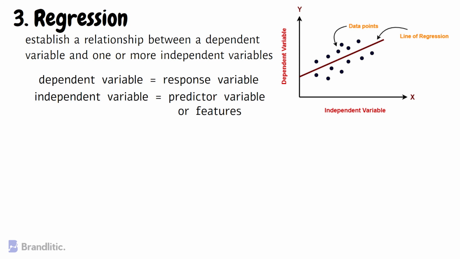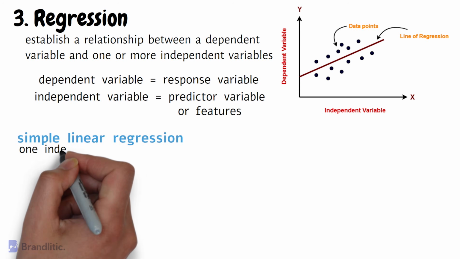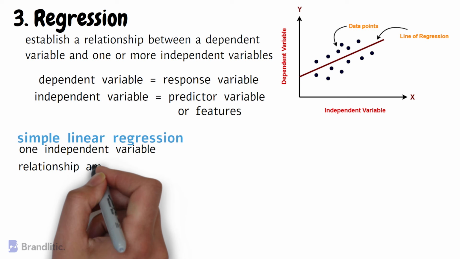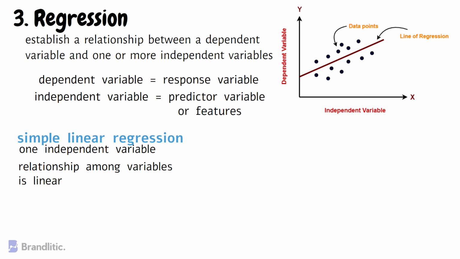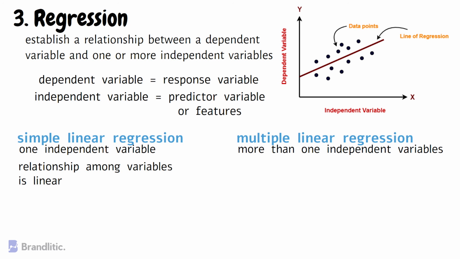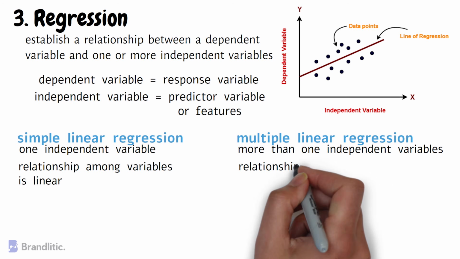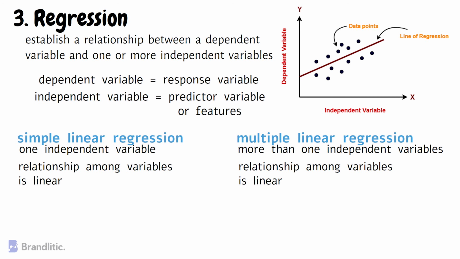In simple linear regression, there is only one independent variable and the relationship between the dependent and the independent variable is assumed to be linear. In multiple linear regression, there is more than one independent variable and the relationship between dependent and independent variables is assumed to be linear as well.